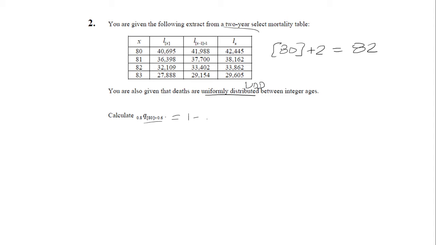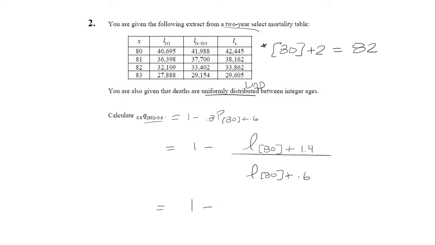So think of this as 1 minus the probability of surviving. So we can just use the mortality table now. That will be L80 plus 0.6 plus 0.8, which is just 1.4, and that'll be over L80 plus 0.6. We know L80 plus 1.4 is between L80 plus 1 and L80 plus 2, where L80 plus 2 is just L82 from here. And we want to put a higher weight on L80 plus 1 because it's only 0.4 away.